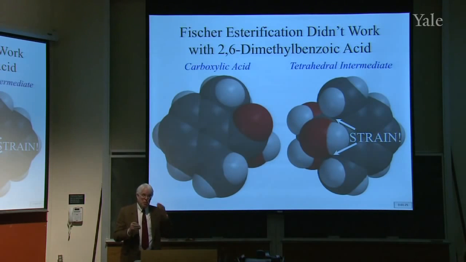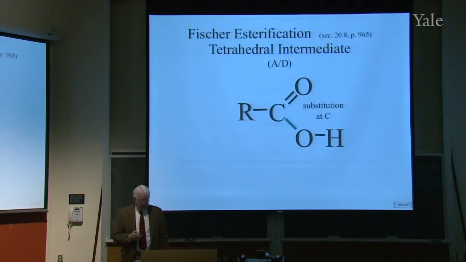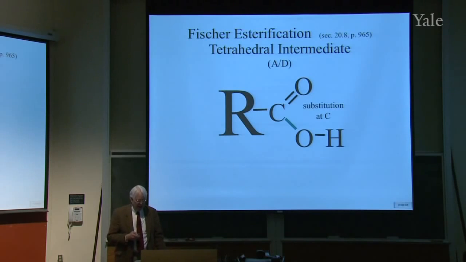And this was actually the basis of the first suggestion that there was such a thing as steric hindrance. Okay, so this tetrahedral intermediate is hard to make if R is really big and crowded, okay? But there's a way to make the ester nonetheless. And it was invented by a guy who sat in some of your seats.